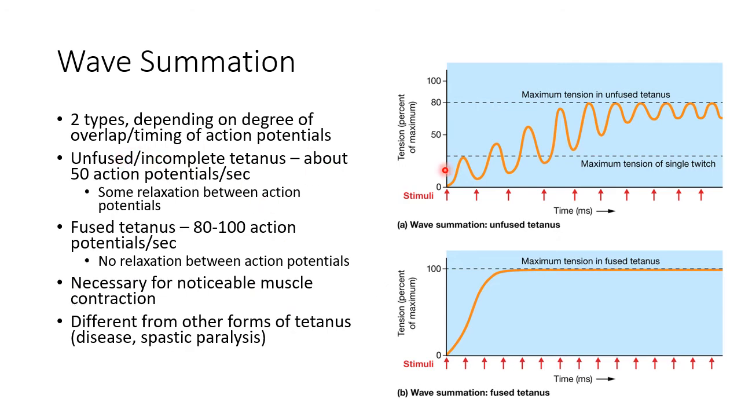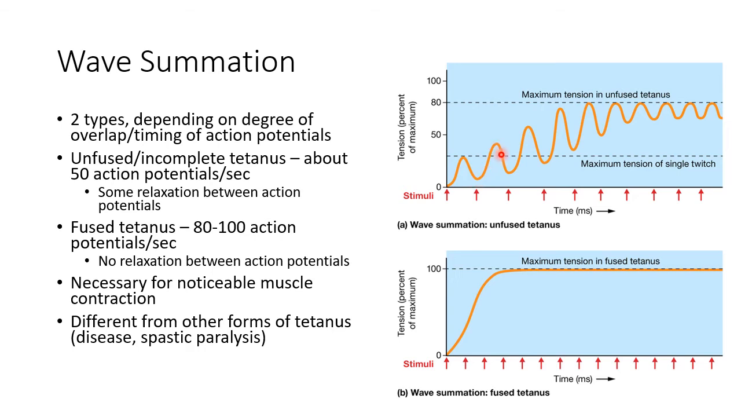In your unfused tetanus, your action potentials are arriving. Every arrow on this graph represents an action potential arriving at the motor neuron. So activity at the neuromuscular junction, and then a new action potential spreading across the sarcolemma. So if they're arriving this frequently, about 50 action potentials per second, then you're going to have a twitch. You're going to have the relaxation period of that twitch, and it will not relax totally before the next action potential arrives and you have the next twitch.